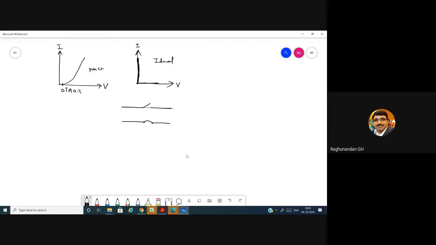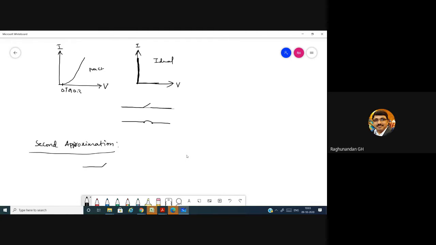So now in the second approximation, what they came to know is the diode will not suddenly rise at 0.1 or so. It takes some time, or it needs some minimum voltage from the battery, and only then will it allow the current to pass through it.